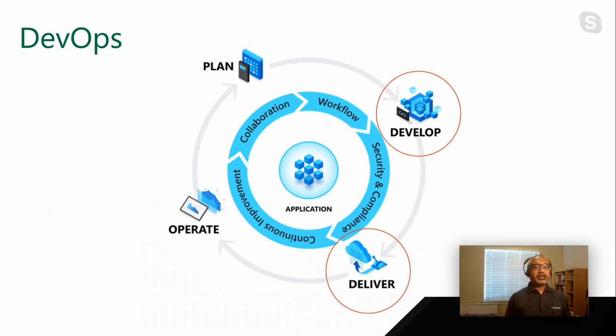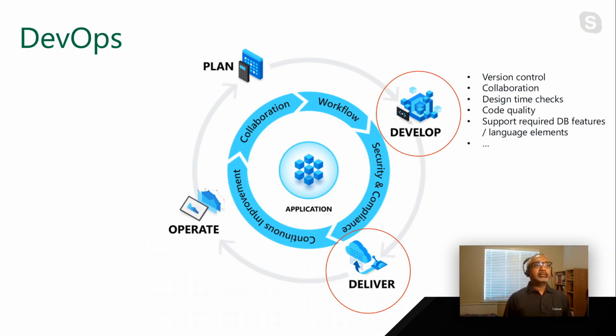is develop and deliver. I think when you look at develop specifically, there's a number of characteristics or aspects that come to mind, some of which are on the slide here. Things like version control, how do you save your code, your database code? How do you collaborate with your peers? How do you have design time safety? This is a very important principle.